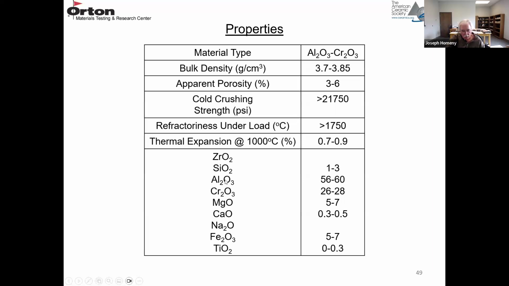So you have Al2O3, close to 60%, Cr2O3 in the high 20s, 26 to 28%. And then because you have materials like MgO and CaO, you have that complex spinel forming. Silica, MgO, CaO, Fe2O3, and TiO2 are typical impurities in the chrome ore.